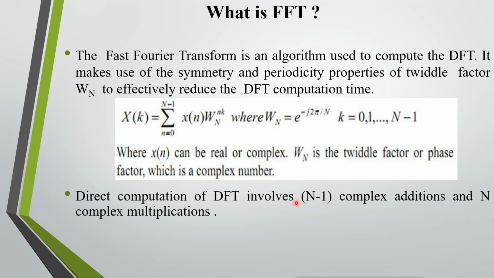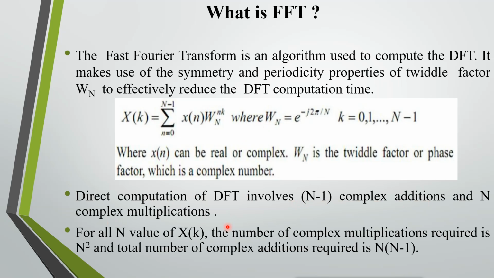DFT involves N minus 1 complex additions and N complex multiplications. For all N values of X of k, the number of complex multiplications required is N square and the total number of complex additions required is N into N minus 1.